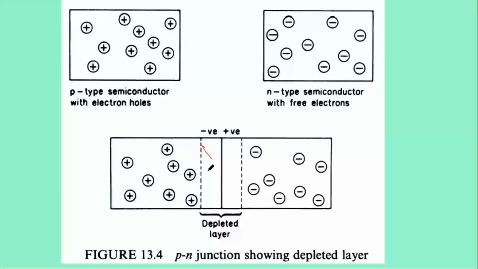So this region will now be dominated by these aluminum ions. These positively charged ions will dominate this region on the P side. So we have these rather negatively charged ions that have gained an electron. So basically they're negatively charged.